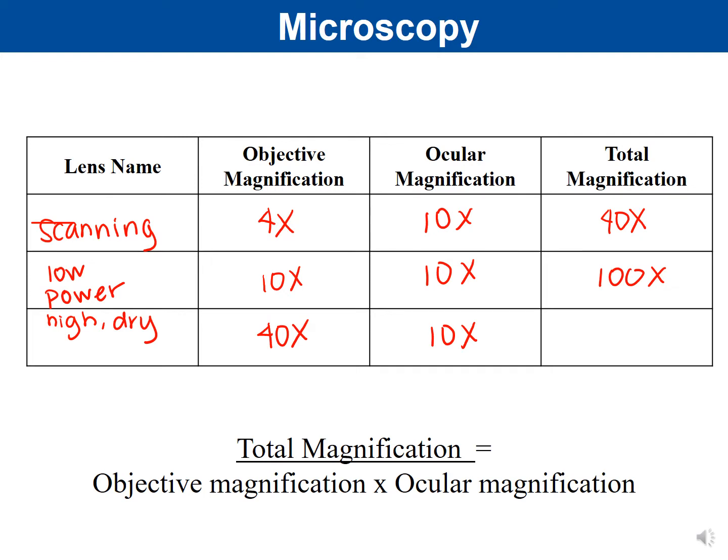Some microscopes will have a fourth lens on it, and that fourth lens will have an objective magnification of 100x. That lens, that 100x objective, would be referred to as the oil immersion lens. You have to use immersion oil in order for that lens to work properly. So if we're using our high dry, 40 times 10, our total magnification is going to be 400x.